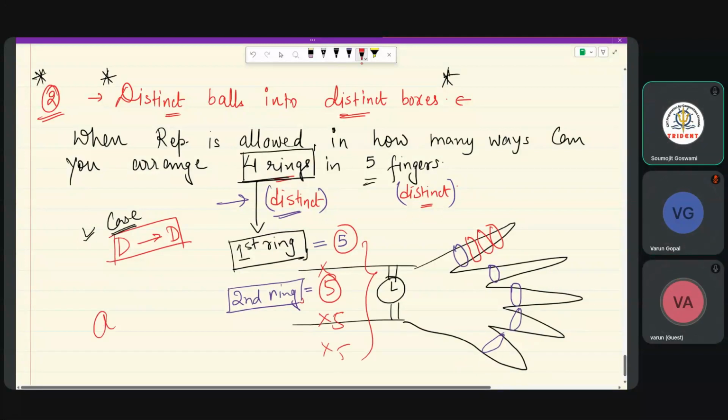Just look at the situation. The first ring, who is stopping it from going into any finger that already has a ring? Nobody. It's a ring in a finger. Explicitly, they haven't asked that, only one ring. And remember, repetition means that finger which has already been worn is allowed again.